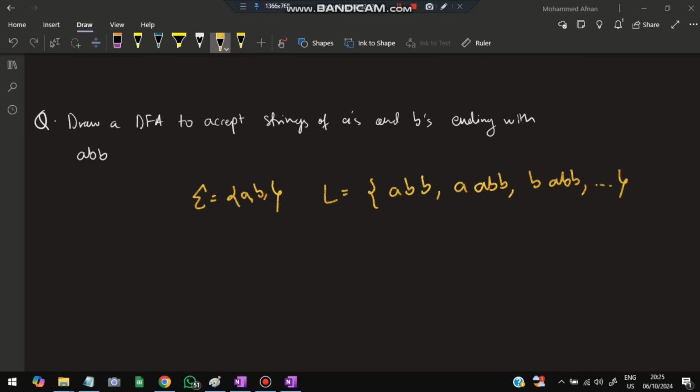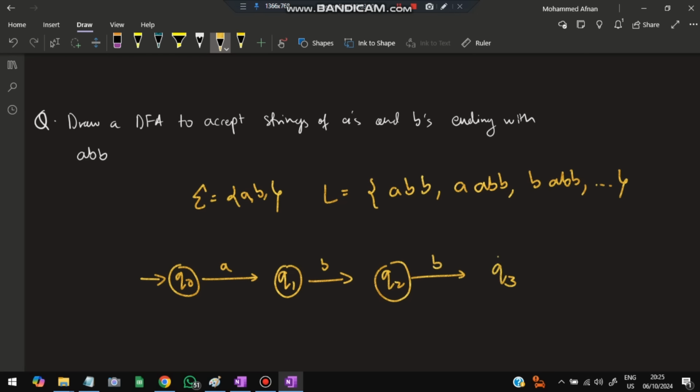Alright, let's have a quick look at the transition diagram. First, we'll have a Q0 state here, and Q0 will have the first letter A, and then we'll have Q1 here, and this will go on B to Q2. We'll have another B, and this will be Q3, which is the final state here. So from here A, B, B, and it is ending with ABB. After it ends with ABB, I cannot have any number of other A's and B's with a self loop here. So I have to consider very carefully.